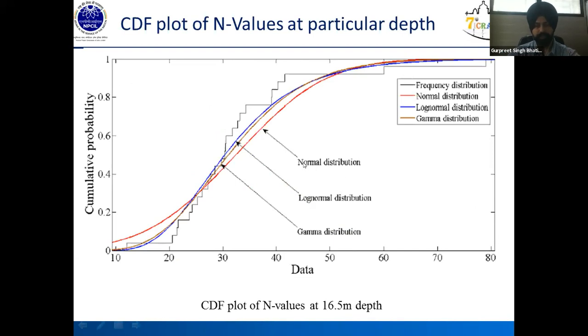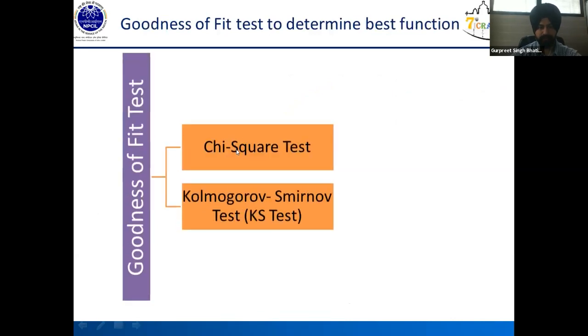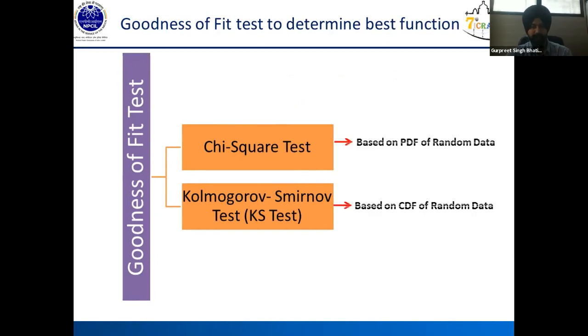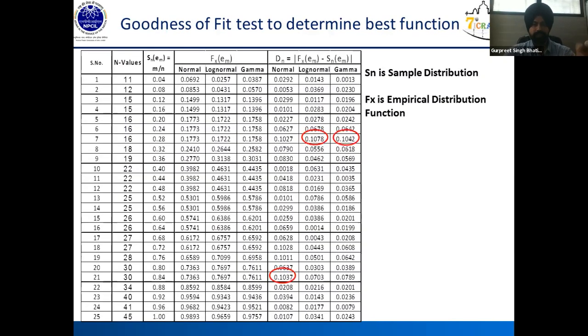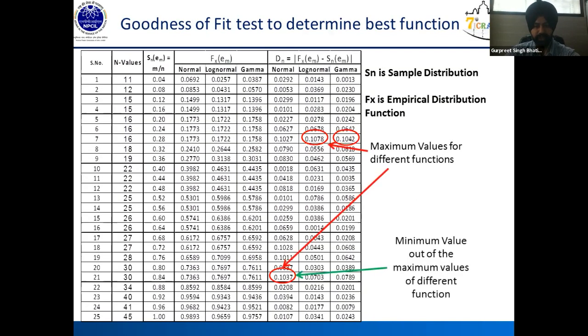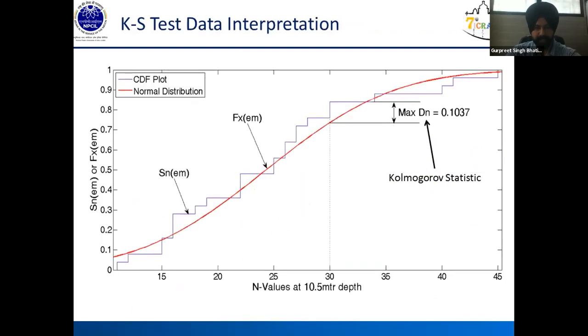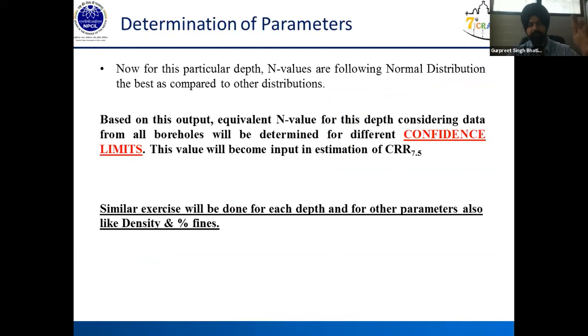So we have to see which distribution function is right for our data. Here we have conducted the reliability analysis on the data, and based on the goodness of fit tests, the chi-square test and the Kolmogorov-Smirnov test, we came to know which distribution function is best for our data. Here we have used the KS test because it is good for CDF data where we have a small number of samples. This chart shows which distribution function is good for our data, and we can see that the normal distribution comes out to be the best for this particular depth. Similarly, we use this kind of function for density, percentage fines, and N values, and find out which distribution function is best for our data at a particular depth.